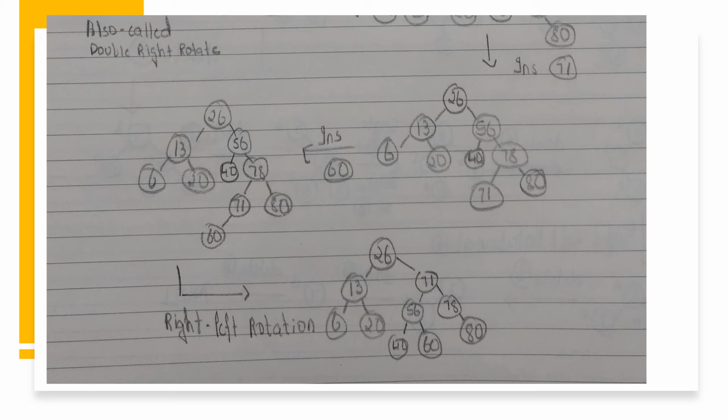So now we insert 71, and there's no imbalance caused here because this is 0, this is also 0, this is 0, this is -1 because of an extra layer here. This is also -1, this is 0, 0, and 0.